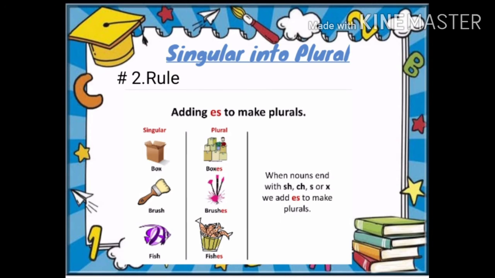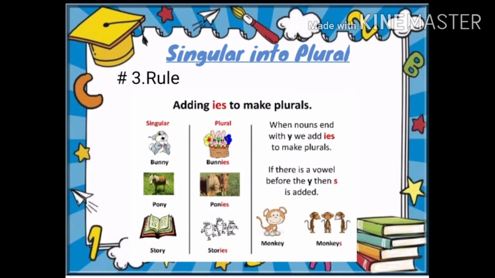Now let's have a look at the third rule of changing singular noun into plural noun. Third rule is adding IES at the last of singular nouns. When do we add IES? We add IES when the singular noun ends with Y. For example, bunny, Y. So for changing it into plural form, we will replace Y with IES. So it will become bunnies.